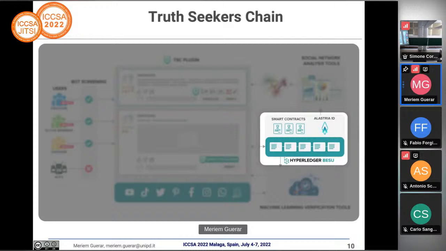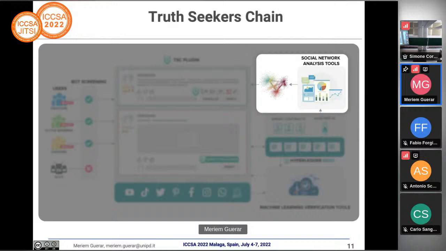TSC smart contracts would be deployed in the Alastria network, which is a public permissioned blockchain, and would be responsible for tracking users' reputation, rewarding users, tokenizing evidence, and NFT trading. And finally, the users can also leverage social network analysis tools to visualize the network of users interacting with the content to have an idea of who is behind it. Now let's have a look at the implementation.